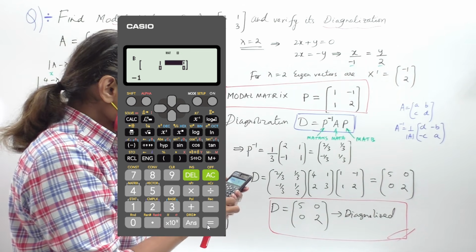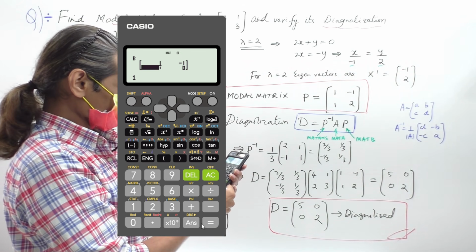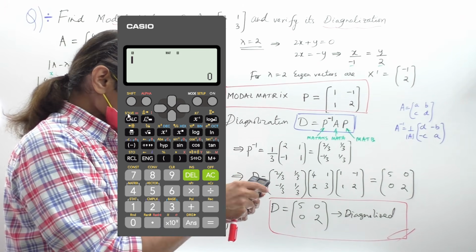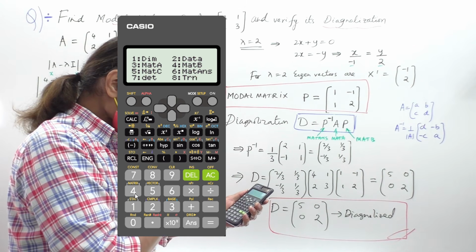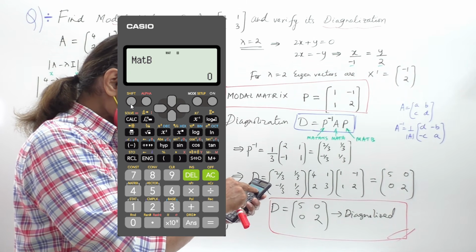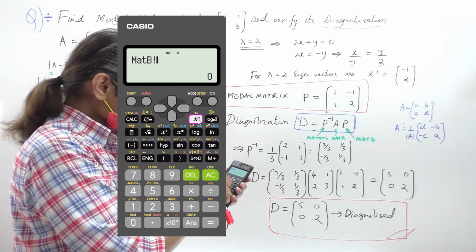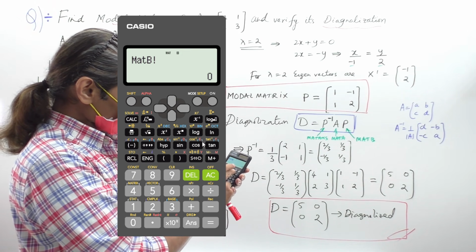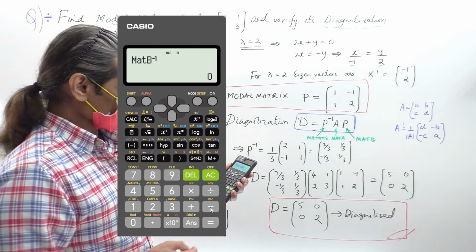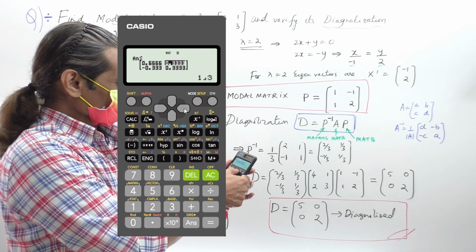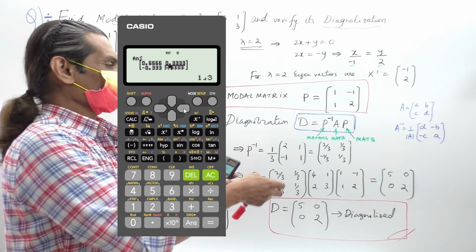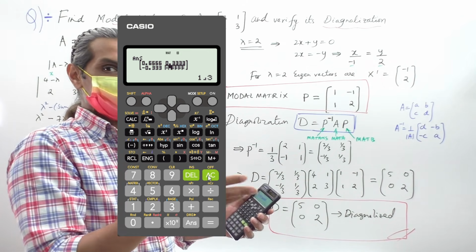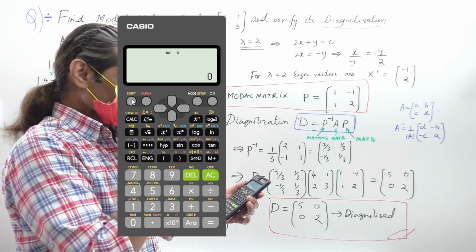So enter the P matrix here: 1 equals, minus 1 equals, 1 equals, 2 equals, AC. Now to find the inverse, the button is directly here. Shift, again go to number 4, that's matrix B, where it is F4, inverse. Inverse is here, next to the log in the calculation row. The inverse is 2 by 3, 1 by 3, minus 1 by 3 and 1 by 3. We get the same inverse. Now, as you know, matrix B is P, and the answer is P inverse.